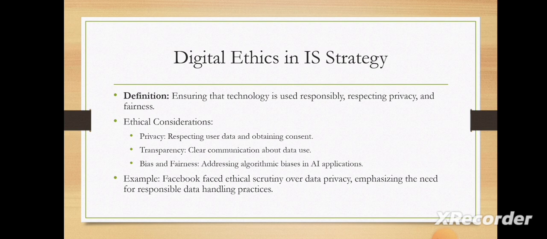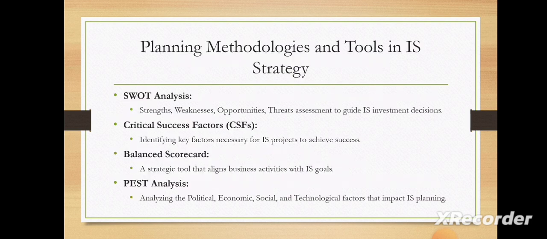And as a person that studies information systems, as you are creating your information system strategy plan, you need to take digital ethics into consideration. Now, let us move to the planning methodologies and tools that are used in information system strategy. Strategic planning for information systems requires robust methodologies and tools.